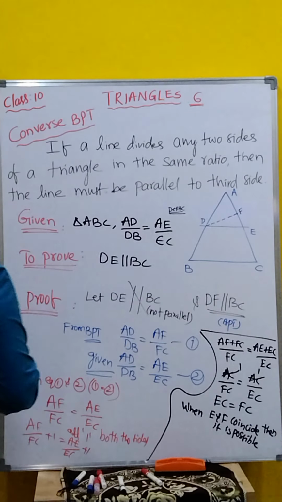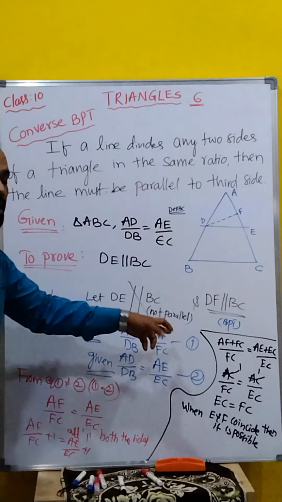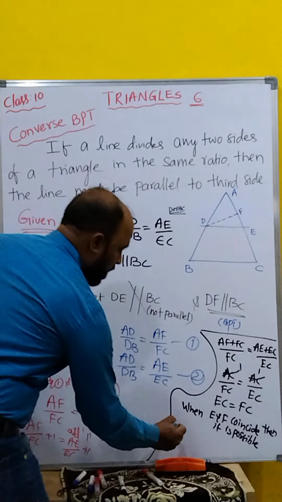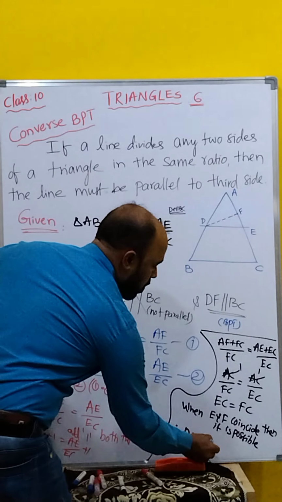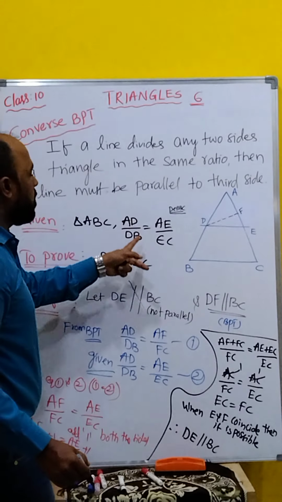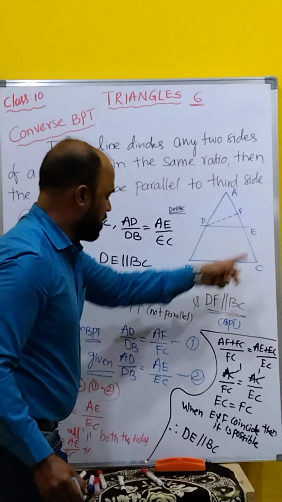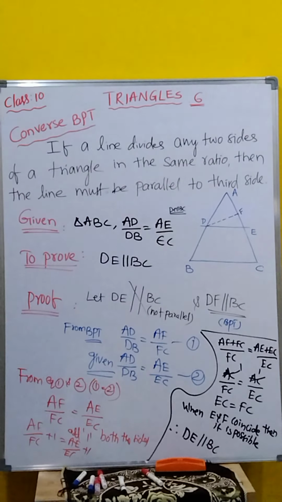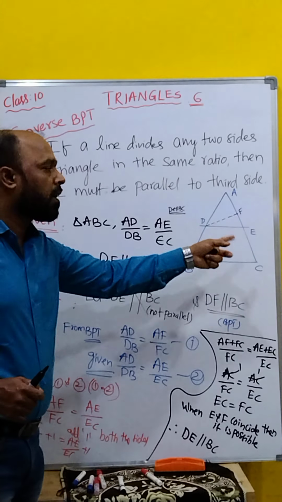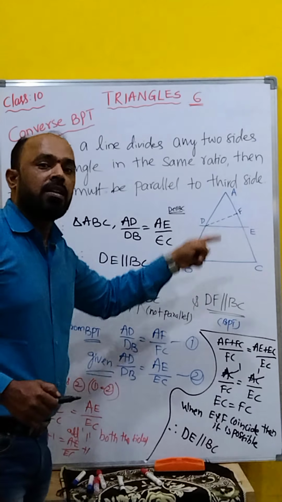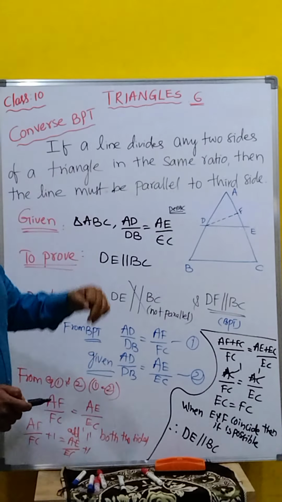Then according to this, what we have to write? Therefore, what we assumed was not parallel. Then finally, what we got? Therefore, DE is parallel to BC. When AD by DB is equal to AE by EC is given, then obviously DE is parallel to BC. Clear children? There is only one line parallel to the third side. Clear children? This is the converse of the basic proportionality theorem.